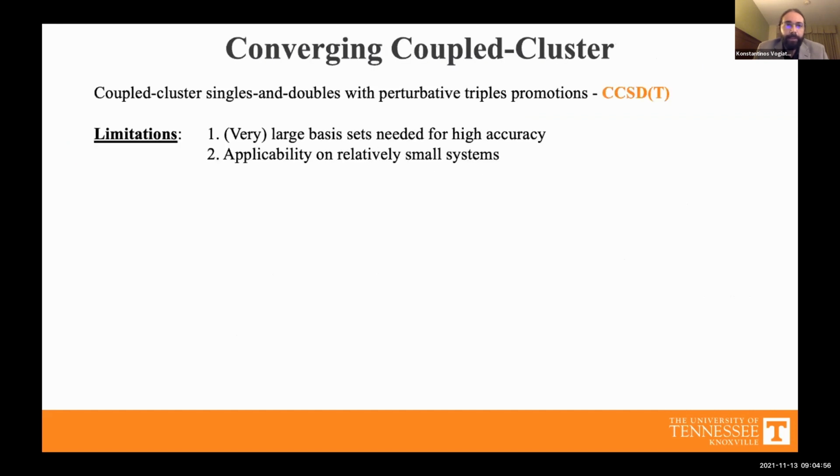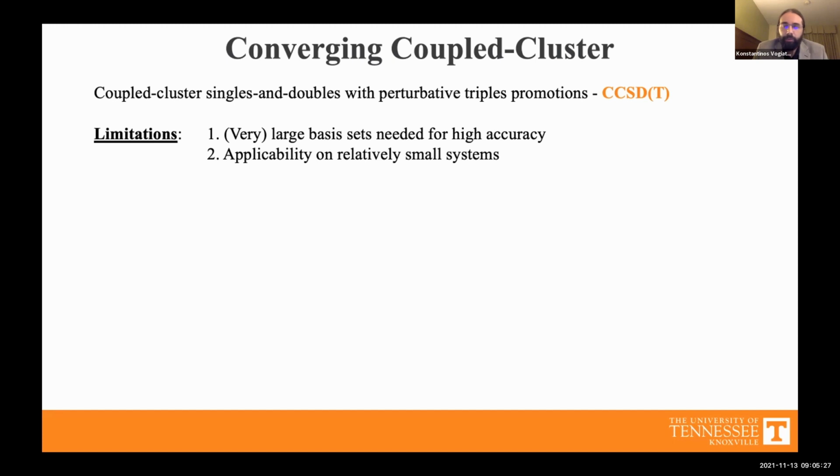So coupled cluster has been perhaps the main workhorse for accurate calculations in the past 20, 30 years in our community. In particular, the coupled cluster singles and doubles with perturbative triples, the CCSD(T), is now considered the gold standard of quantum chemistry. However, our gold standard has specific limitations. For example, we need very large basis sets in order to achieve the expected accuracy. And it also can be applied only on relatively small systems.